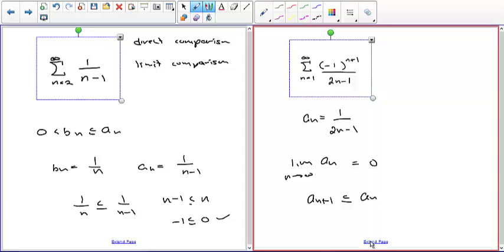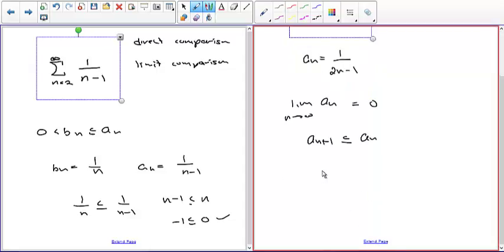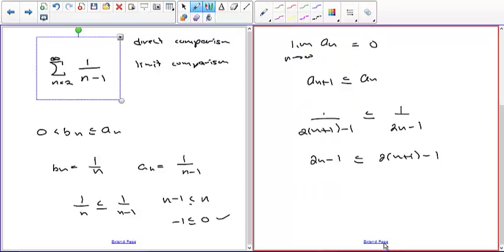And again, you could just try some numbers out and see what happens, or you could take 1 over 2 times n plus 1 minus 1. Is that less than or equal to 1 over 2 times n minus 1? So you get 2n minus 1 is less than or equal to 2 times n plus 1 minus 1. So you get 2n plus 2 minus 1. And you see the 2n's cancel out. So you get -1 is less than or equal to 1, which is always true. So both this is true and that's true.